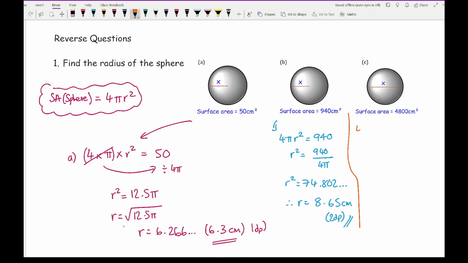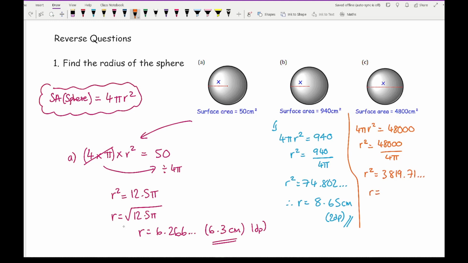So we've got 4 pi r squared equals 4,800. Now recognizing that x here is the diameter, again we just need to make sure we're doing that. So here we've got r squared equals 4,800 divided by 4 pi. So r squared equals, and just type that in quickly into the calculator, and I get an answer of 3,819.71, and then a few decimals there.